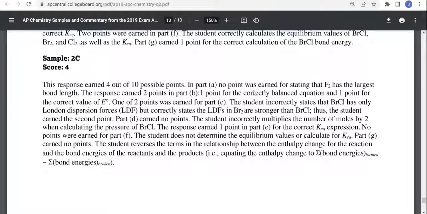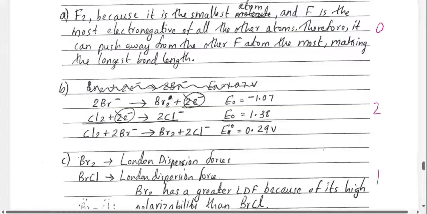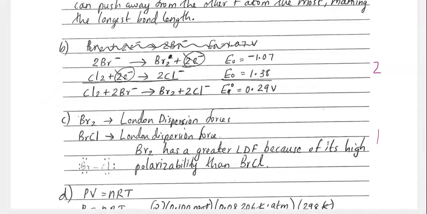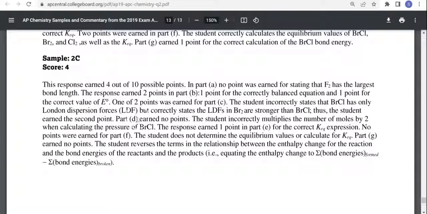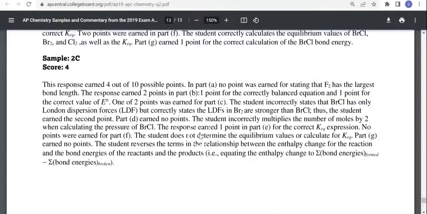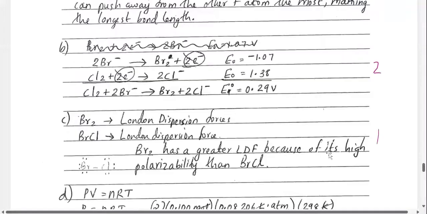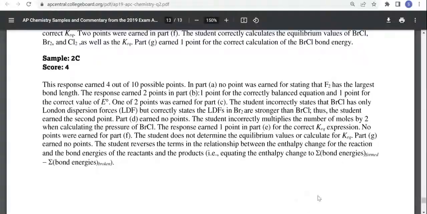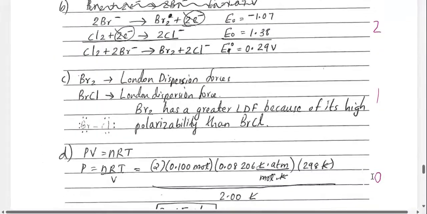And then 1 out of 2 points was earned for part C. Similar to the previous student, the student incorrectly states that BrCl has only London dispersion forces, so they don't mention the dipole-dipole forces in BrCl, but they do correctly state that the LDFs in Br2 are stronger than they are in BrCl due to its higher polarizability. So they get 1 out of 2 for that.